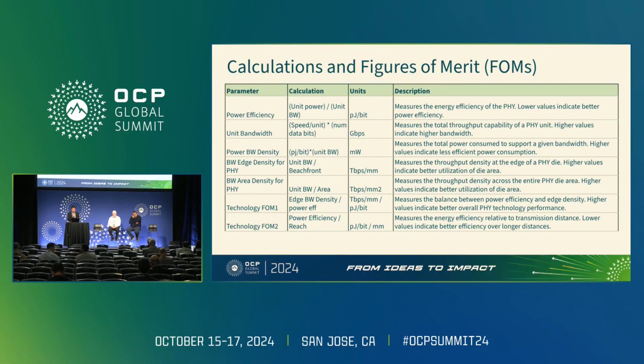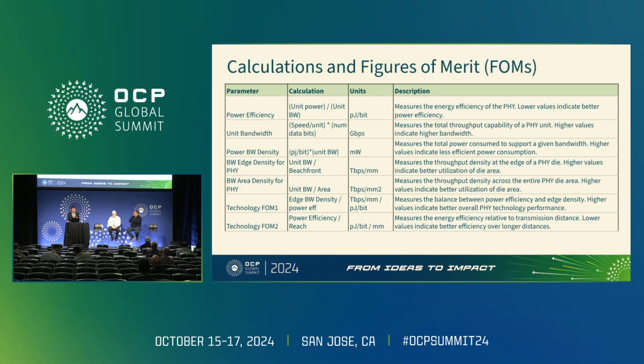Then you have bandwidth, in gigabits per second, which measures throughput, and a higher value is better. And then you have power bandwidth density, which measures total power consumed to support a given bandwidth. I want that higher, the better. And then there is the bandwidth edge density for the PHY, which measures the throughput density at the edge of the PHY die. That one, the higher the better.